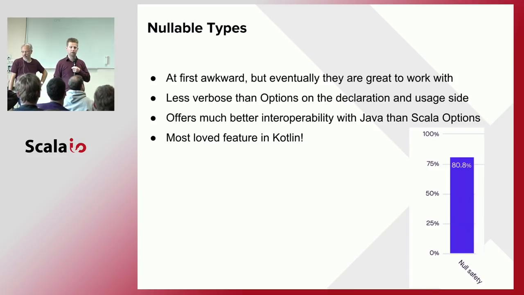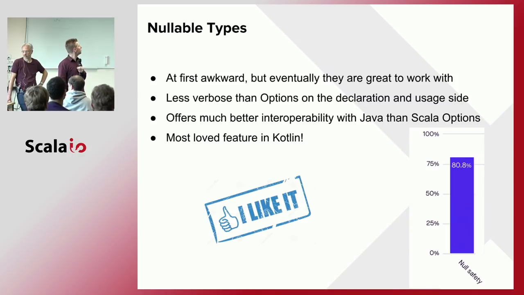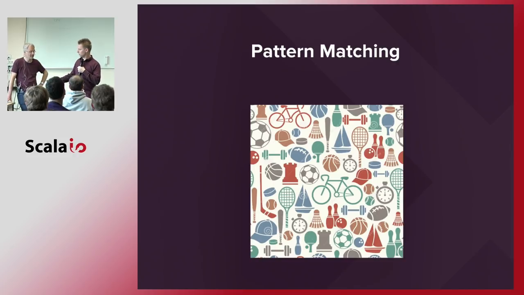So nullable types. If you come from Scala, they might look awkward to you at first, but after that, they are actually pretty nice to work with. They seem less verbose, more concise than using Option and all the combinators you need to compose the optional types. And it also makes it much easier to do interop with Java. And apparently it's the most loved feature in Kotlin. Around 80% of the people who use Kotlin say they really like Kotlin because of this. So let's go on to the next part.